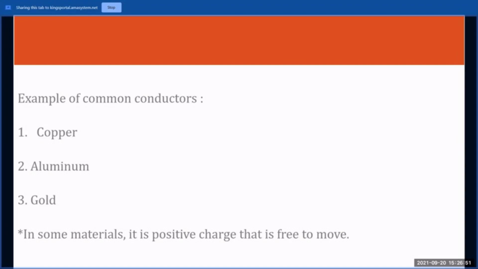So in some materials, it is positive charge that is free to move. So yes, there is a conception in this, no. Maraming author ng mga libro, okay, ang nagkakaroon ng debate or argument, di ba debate? Okay, parang conception that it is the positive charge who is free to move, and there are also authors that claim that electrons ang free to move, no?